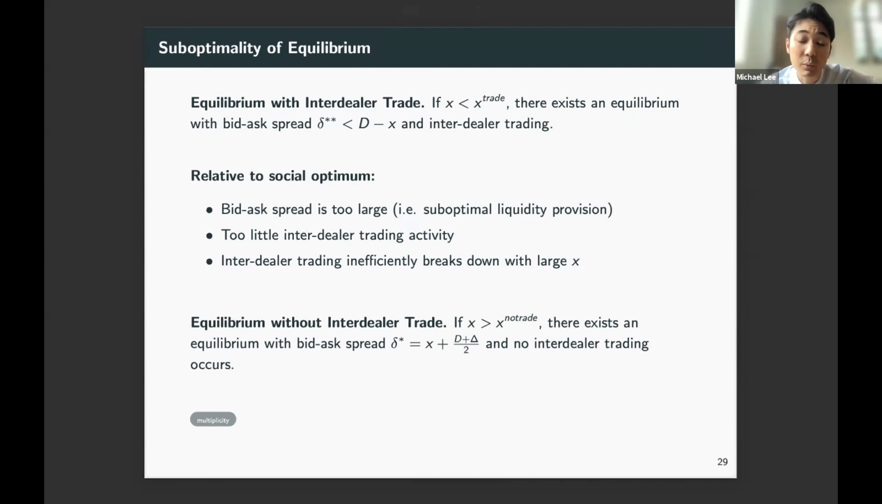But when the uncertainty regarding the value of the asset is sufficiently large, we have this other equilibrium where interdealer trading doesn't exist. All the dealers essentially make markets in autarky and are offering very large bid-ask spreads to the traders, exercising their full market power on the traders.